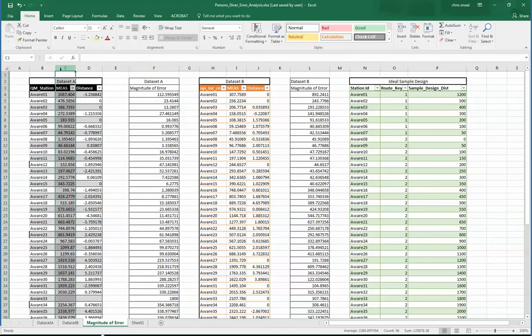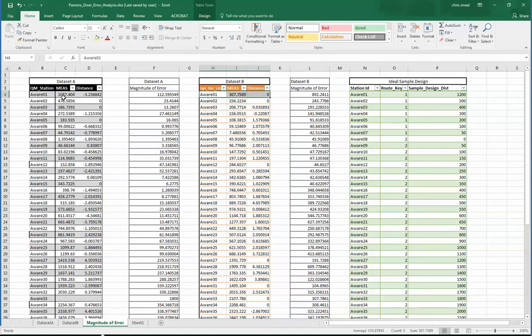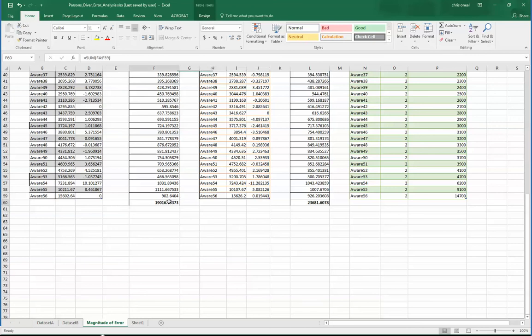Magnitude of error here is defined as such. For dataset A and dataset B, this MES measure field is the distance along each corresponding route at which the sample was actually taken. We know based on the sample ID what that distance should have been. So for each sample, I just took the absolute difference between what it should have been and what it actually was for data sets A and B, and then simply summed those up to come up with some sort of metric to describe the error.